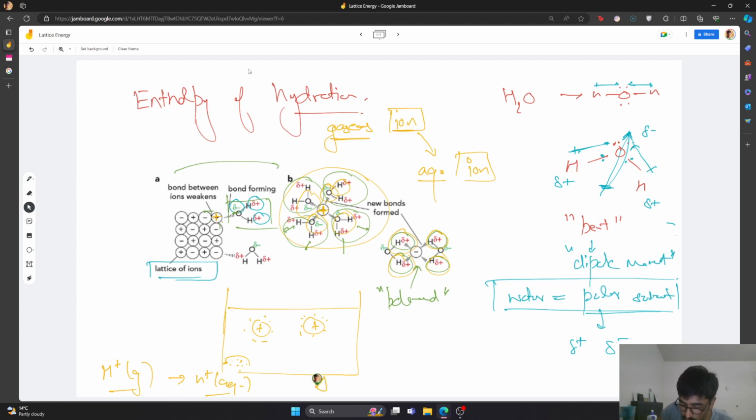That means delta H of hydration is always exothermic, right? So it will be negative. It likes it, right? No one wants to be an isolated positive charge.